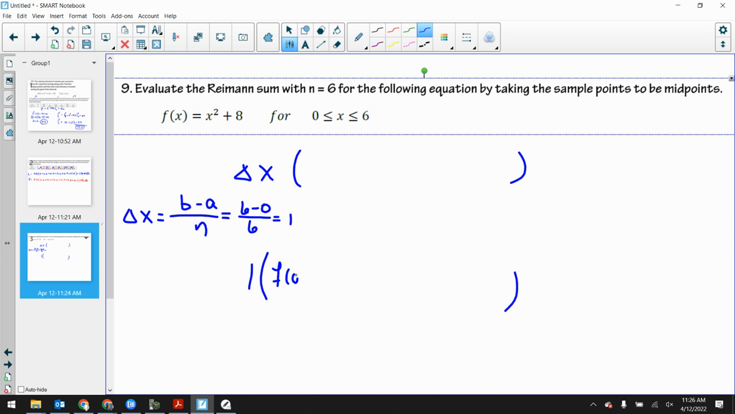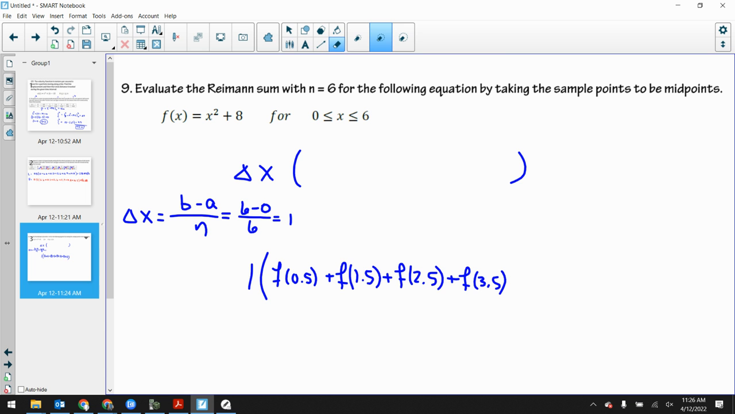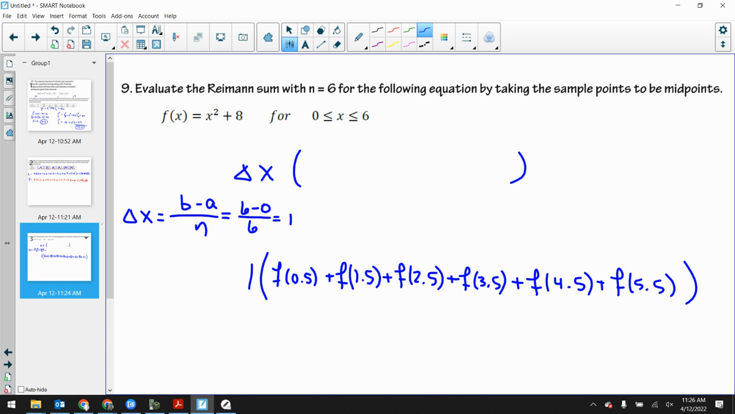So it's going to be f of 0.5 plus f of, now each strip is 1 unit, so f of 1.5, and then f of 2.5, and then f of 3.5. Looks like I have to make a little bit more room here. Plus f of 4.5 plus f of 5.5. And that's where I end because I don't want to go above 6. And that's my 6 strips too: 1, 2, 3, 4, 5, 6.